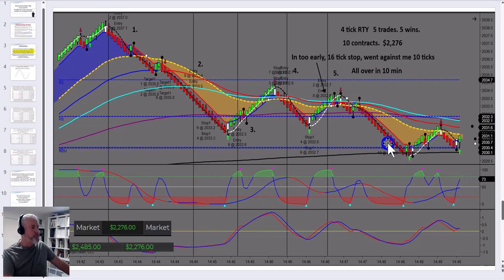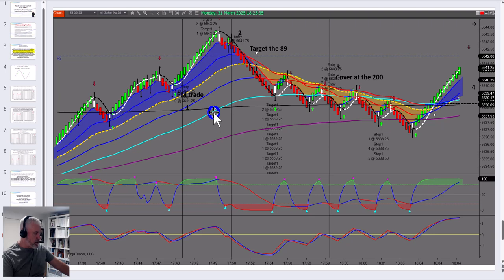Now, why take this trade when I'm hard up against the pivot? Because effectively I'd been making lower highs, so it's like a descending triangle. So I decided to jump in, and a nice little trade, all over in 10 minutes, 5 for 5. So thank you very much. Let's now have a look at the ES. Now the ES was this evening, well, actually last night.